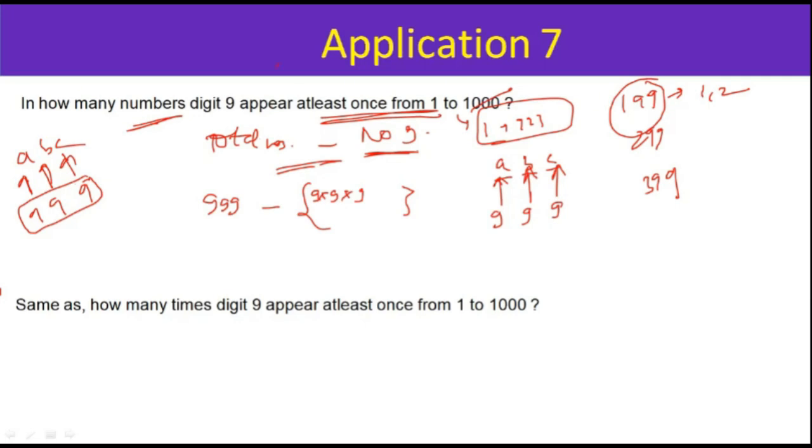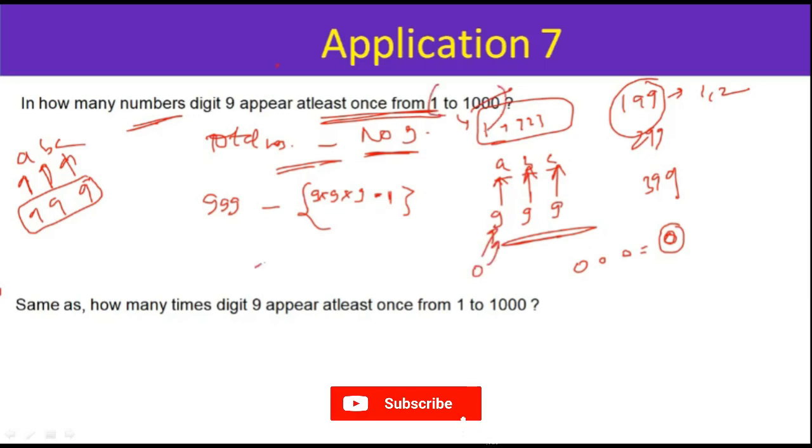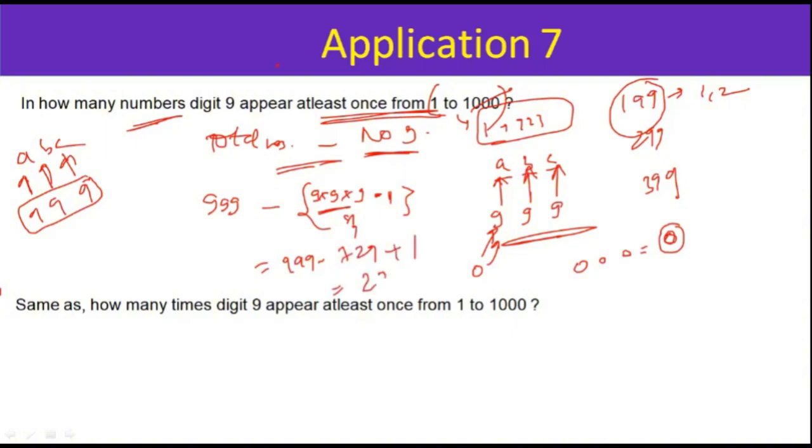But here there's a catch which some student mentioned, that 000 is also included. Yeah, about 0. But 0 ideally should not be possible. So I will have to subtract 1 from here. This is clear why we are subtracting 1, because there is a case where 0 is also included, but ideally I wanted to calculate numbers from 1 to 999. Hence we'll subtract that. If you solve it, you will get 999 minus 729 plus 1. So this is nothing but 271.